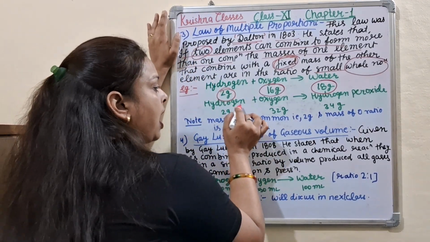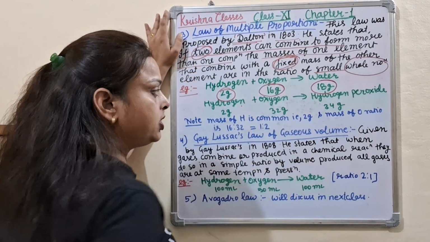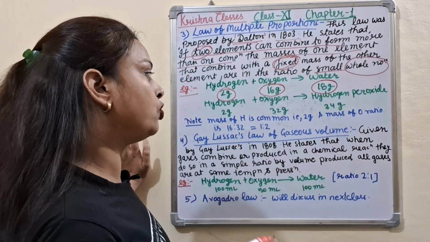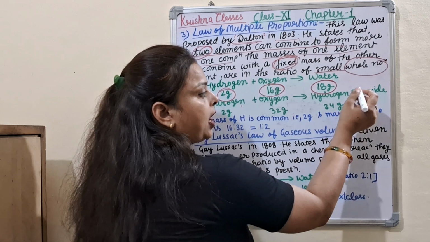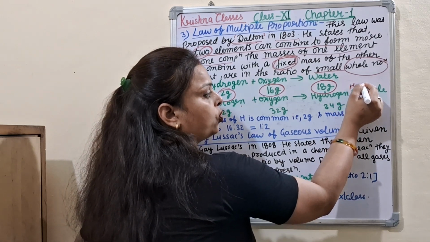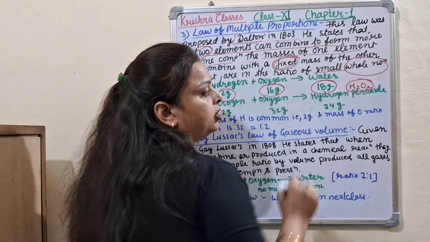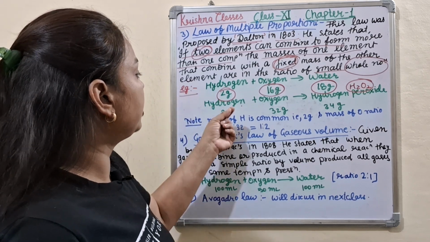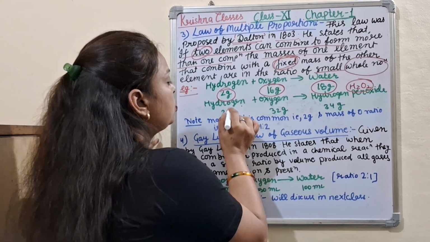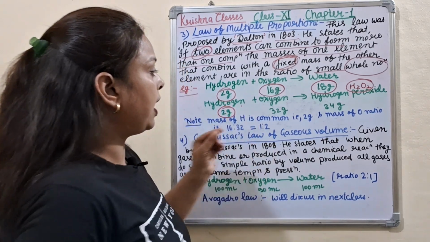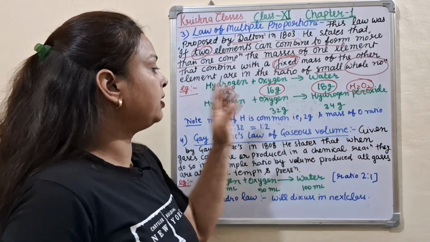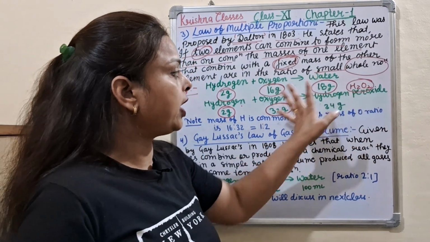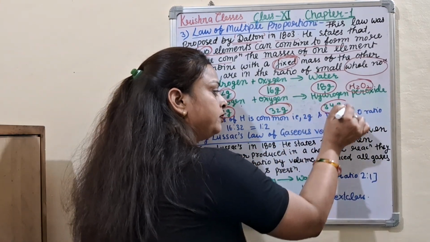Okay, so this is the first reaction. And second, hydrogen reacts with oxygen and forms hydrogen peroxide. The formula of hydrogen peroxide is H2O2. What is the mass of hydrogen here? 2 gram, and the mass of oxygen is 32 gram. So hydrogen peroxide is 34 gram.